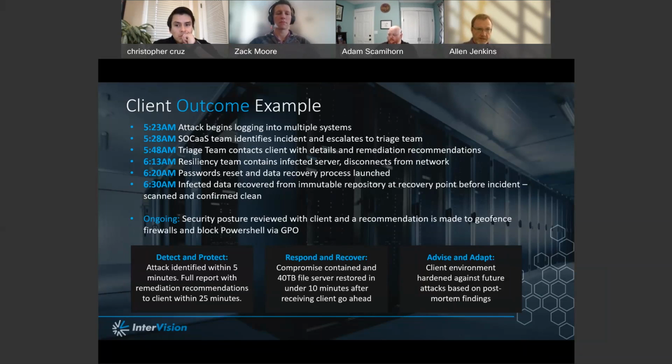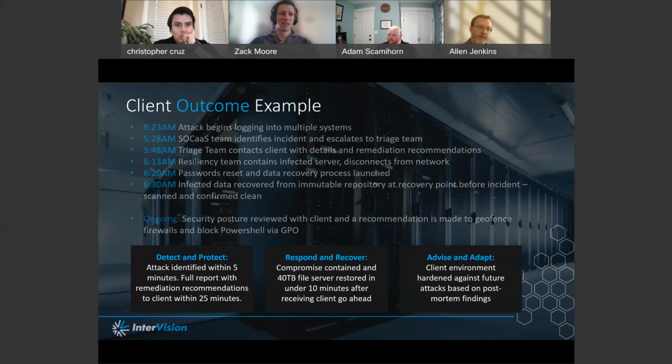So not only do we want to rapidly detect and contain and then recover the environment, we also want to constantly improve the environment and determine how we can keep these things from happening in the future. Sounds good. Thanks, Alan. Absolutely.